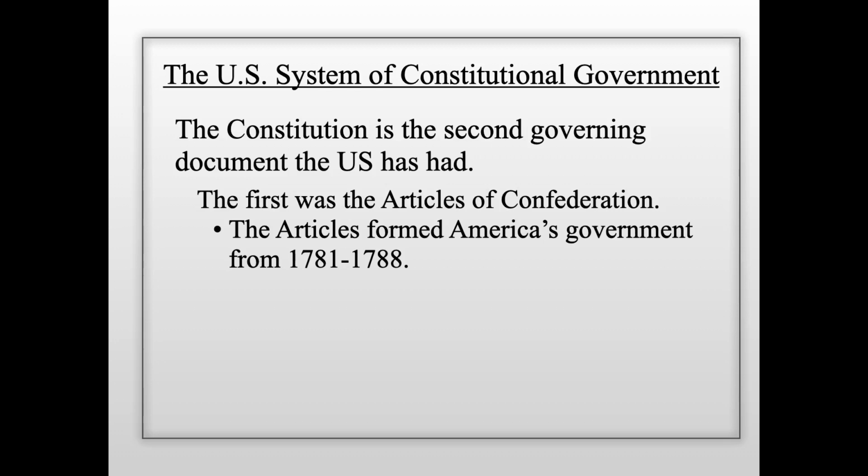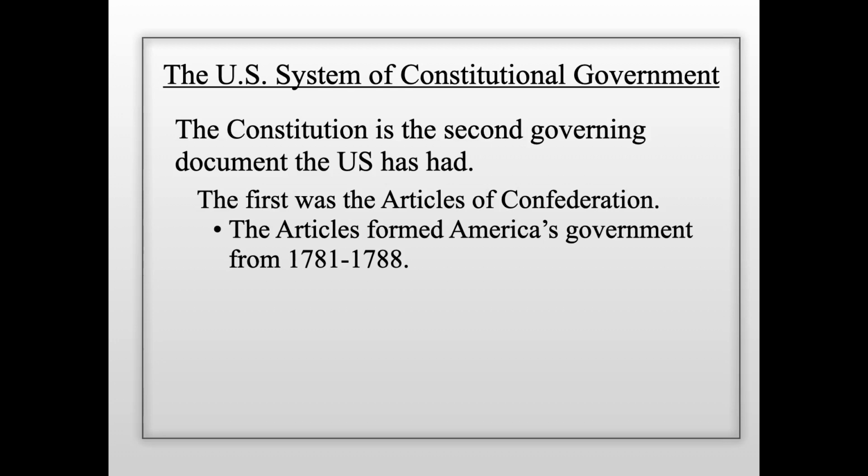You can probably tell that because it only lasted for close to 8 years, it was not a very good system of government. There are several problems that emerged under the Articles of Confederation, but basically the two biggest problems were this. First of all, the Articles did not create a national chief executive. So there was no one person in charge of the national government. There was no president.